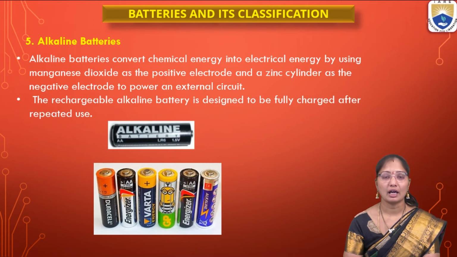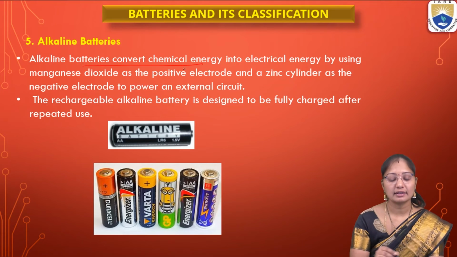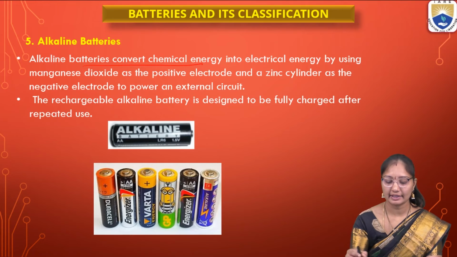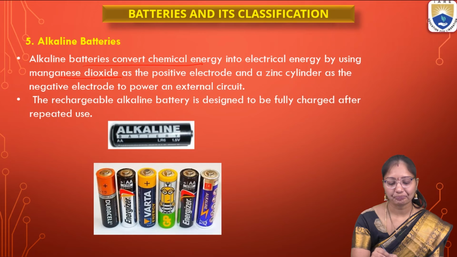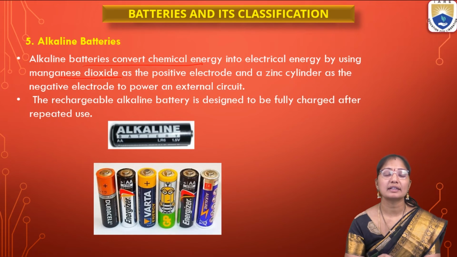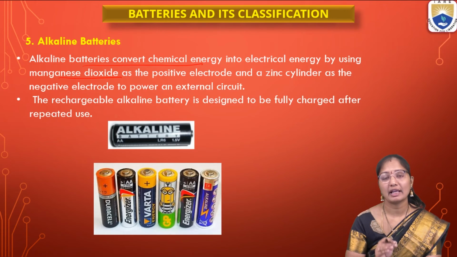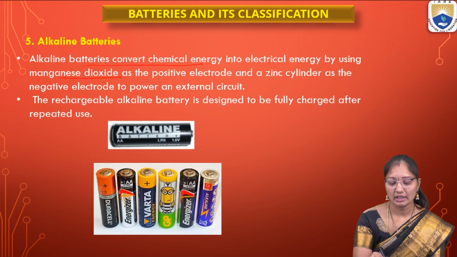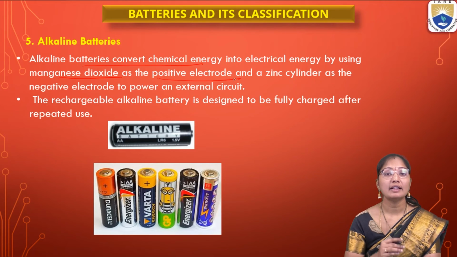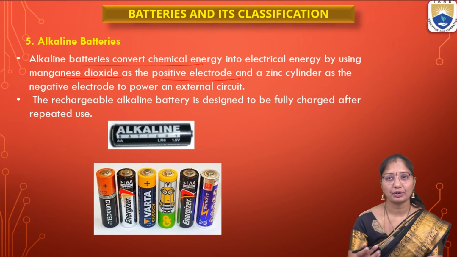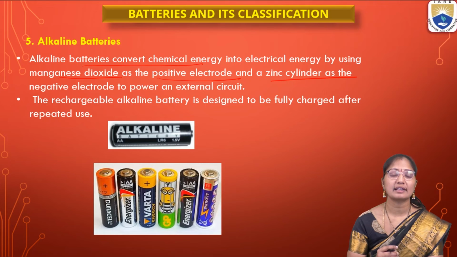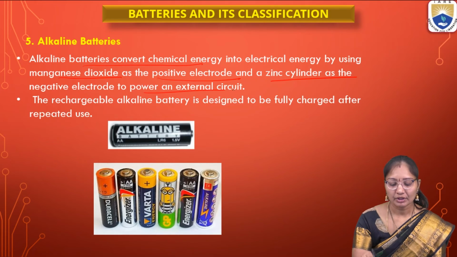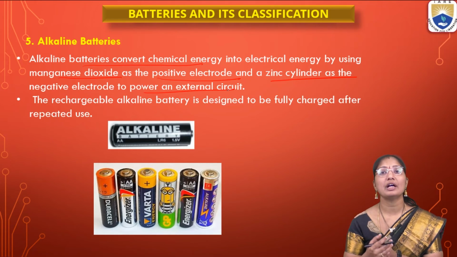The next type is the alkaline batteries. The alkaline batteries convert the chemical energy into electrical energy by using manganese dioxide. These batteries come under the category of primary batteries. They are meant only for single use. Here the manganese dioxide acts as a positive electrode, and inside it the zinc cylinder acts as a negative electrode. So they both together give the power.